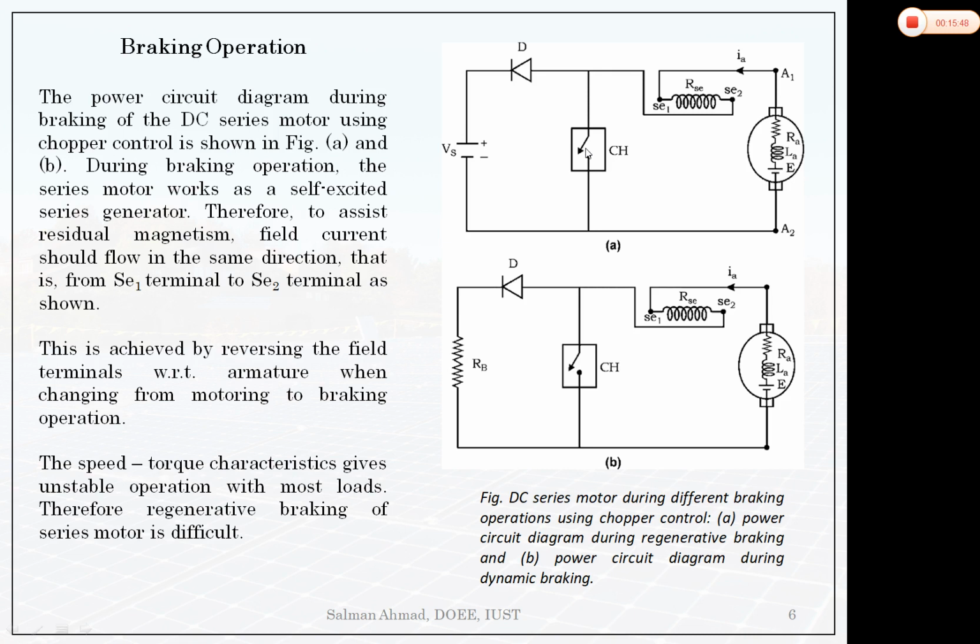Once this switch is turned off, the energy stored in the inductance and the energy stored in the form of back EMF, they both will go to the source through this diode. Okay, so this will be the regenerative braking mode, because whatever energy is there, we are utilizing it. In dynamic braking resistance, whatever energy is stored in these two will be dissipated in this braking resistance. Some energy will be dissipated in this braking resistance, some energy will dissipate in this diode, and some energy will dissipate in this armature circuit resistance.